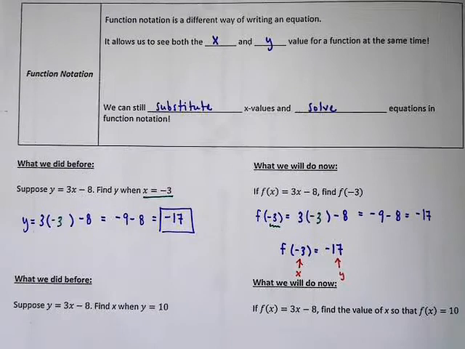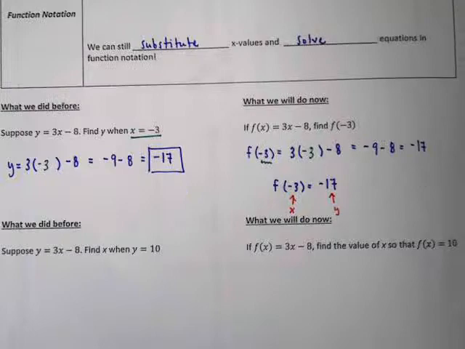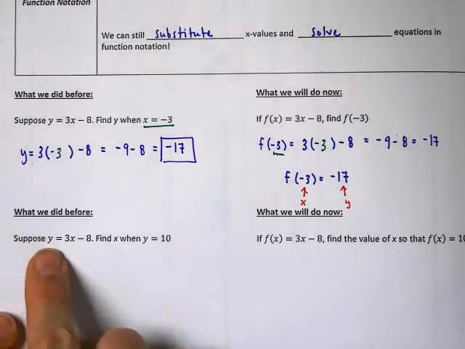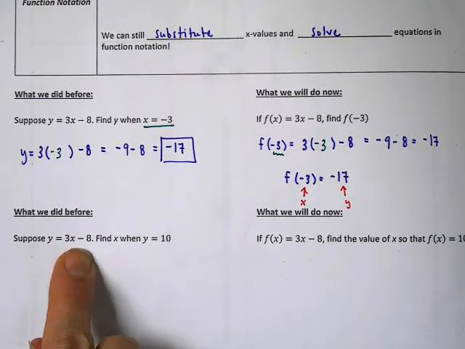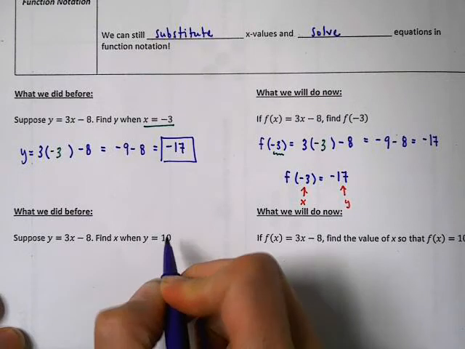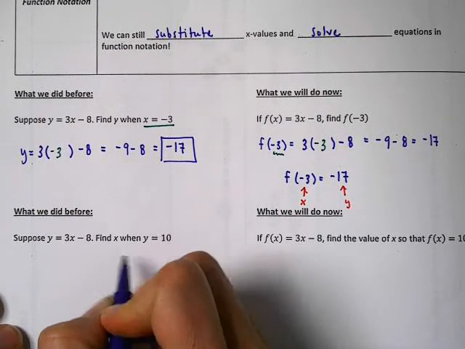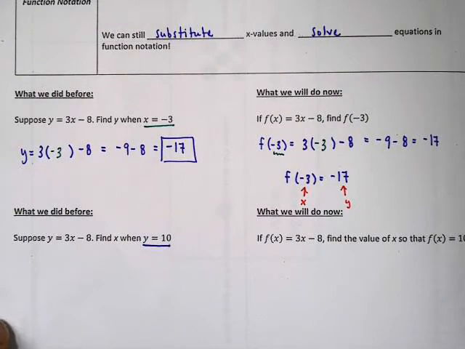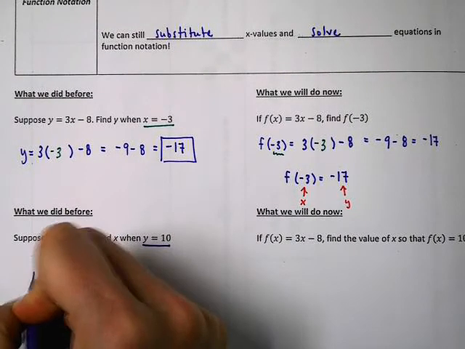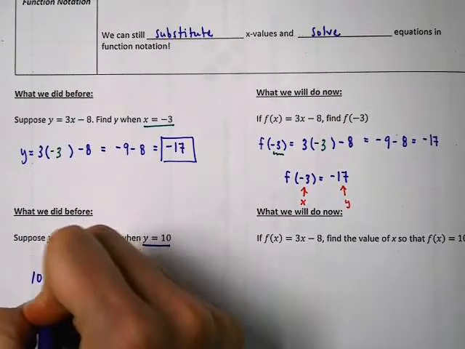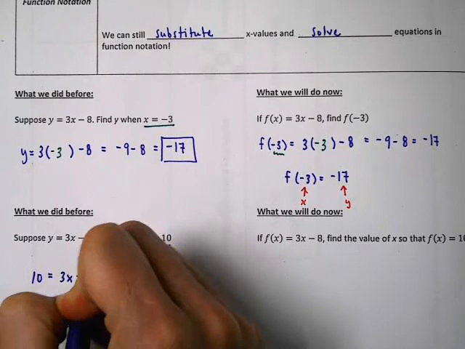Okay, so let's look at another one, and I'm going to adjust the camera here. Okay, so now it says what we did before. Suppose y equals 3x minus 8. Find x when y is 10. Now we have to be a little bit careful here. They've switched the directions. So now they're telling us what y is equal to. So now I have 10, right? I'm substituting the 10 for the y, equals 3x minus 8.